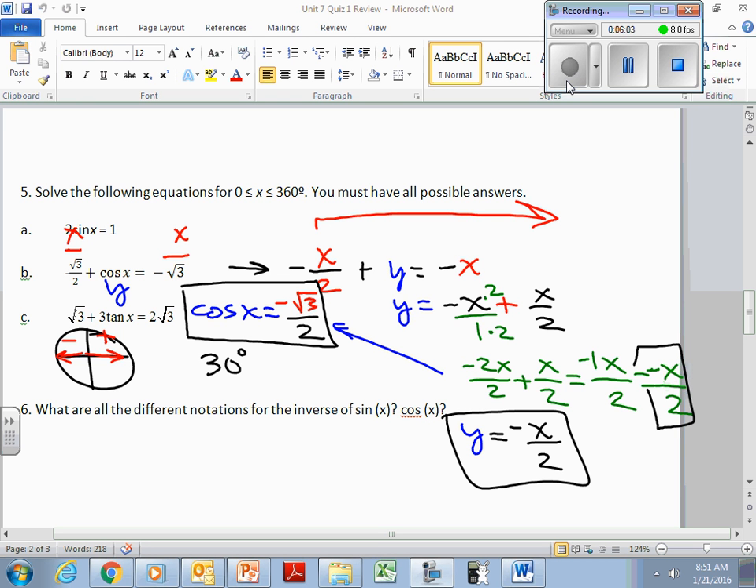Now watch this. 30 degrees, unfortunately, is over here. With the parentheses, it's too much information. Okay, just skip this one. How about that? Skip this one. It's not worth the 2 points.